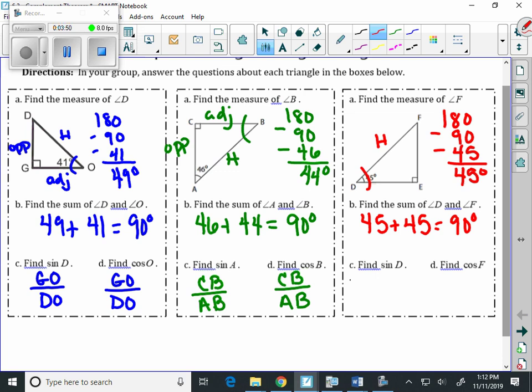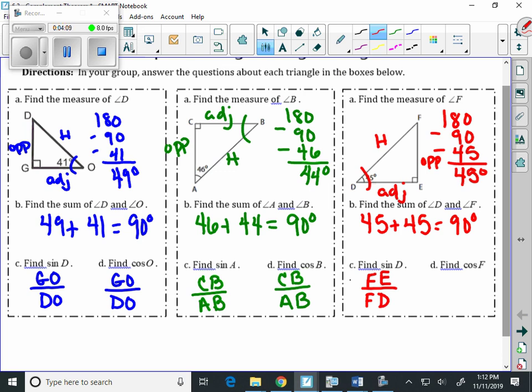When we label our triangle with respect to D, over here is still the hypotenuse, across from that box. And then across here is the opposite, which makes this the adjacent. The sine is opposite divided by the hypotenuse. So this is going to be FE divided by FD.